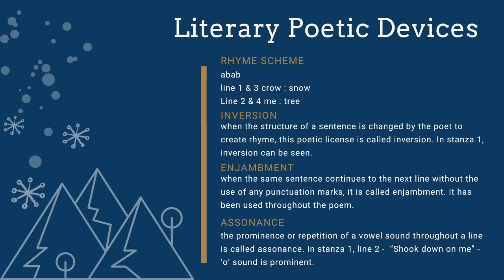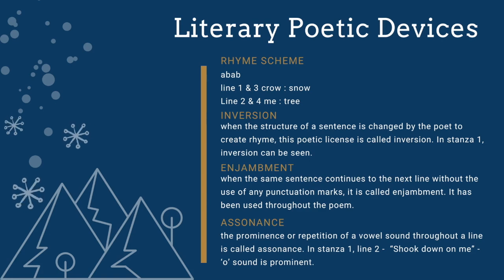Second poetic device is inversion. Now what is inversion? When the structure of a sentence is changed by the poet to create rhyme. This poetic license is called inversion. And in stanza 1, you can see how the poet has used inversion to make his poetry more beautiful and to enable the rhyme scheme.